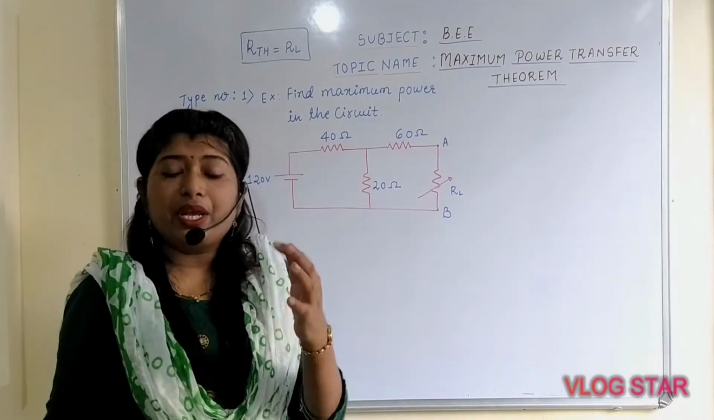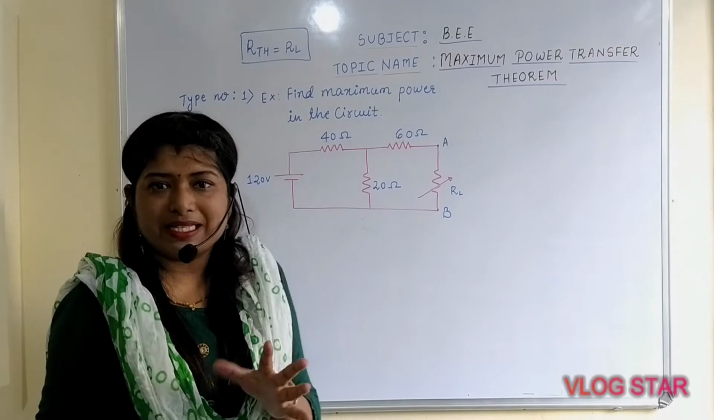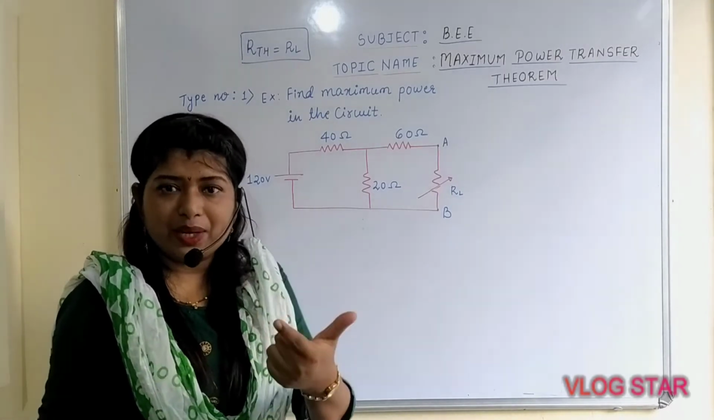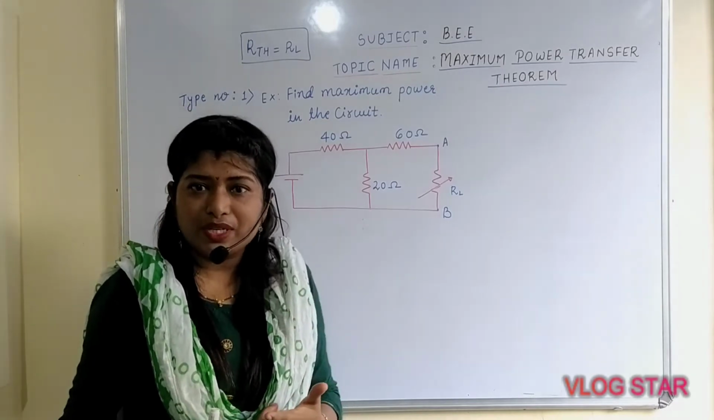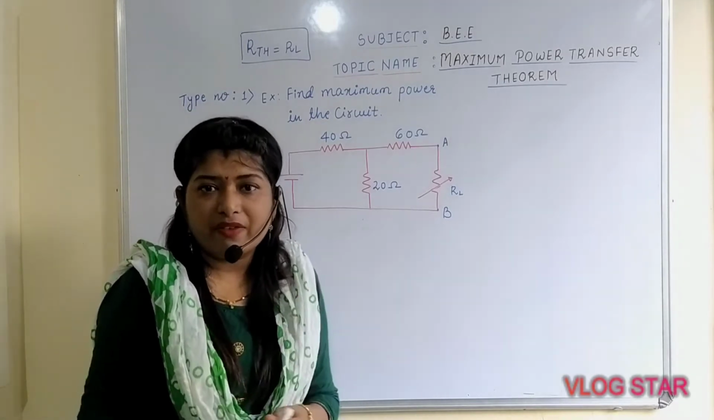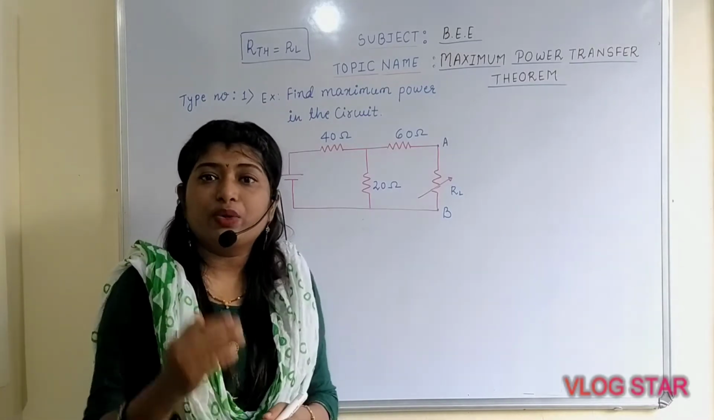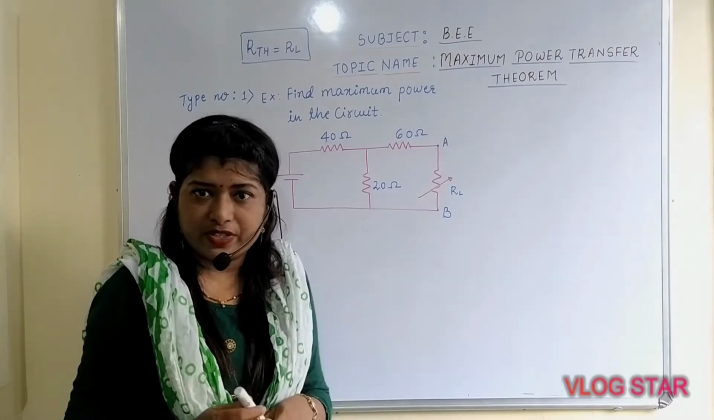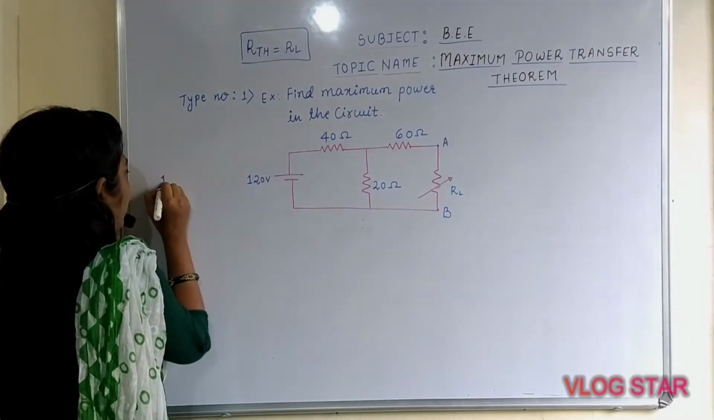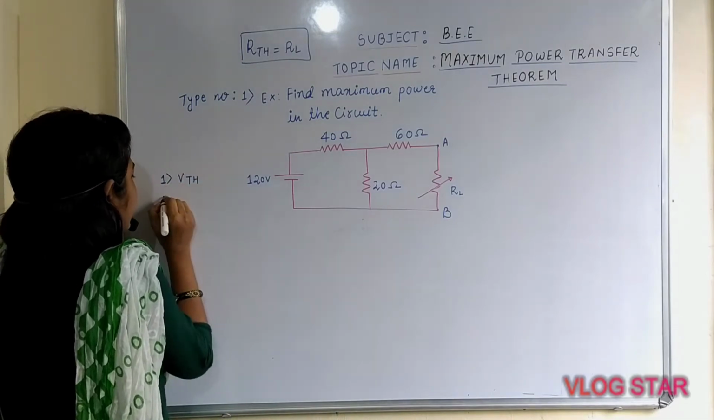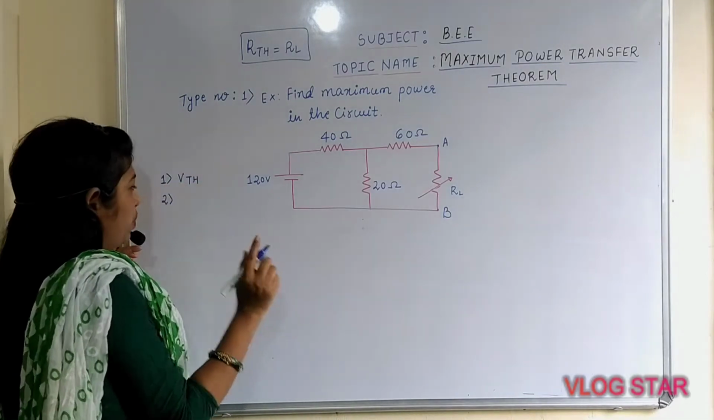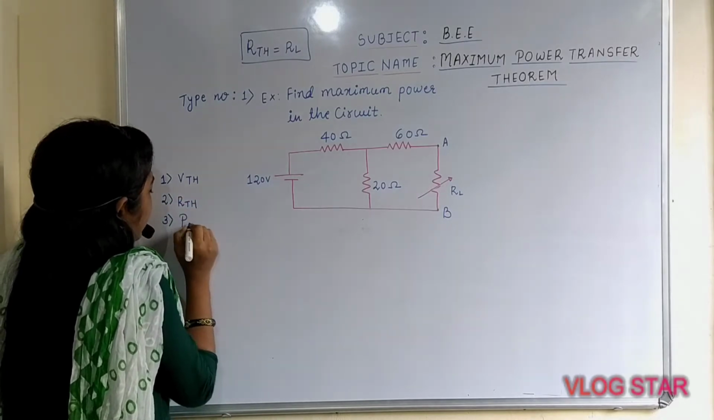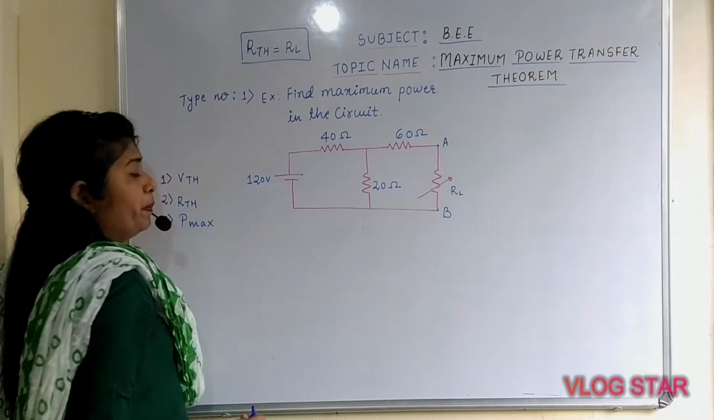Then we studied three important parameters related to maximum power. The first was VTH, second was RTH, and third was Pmax. While solving problems based on the maximum power transfer theorem, first you have to find VTH, the Thevenin's equivalent voltage. The second parameter to calculate is RTH, and the next one is Pmax.